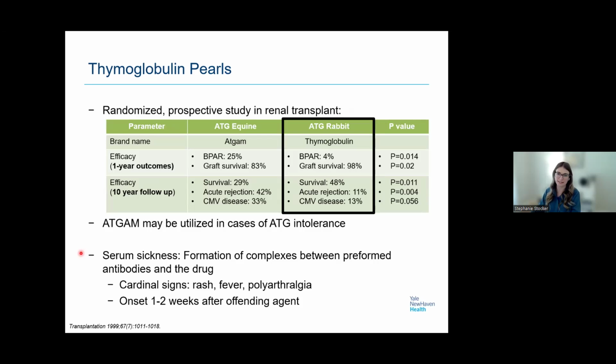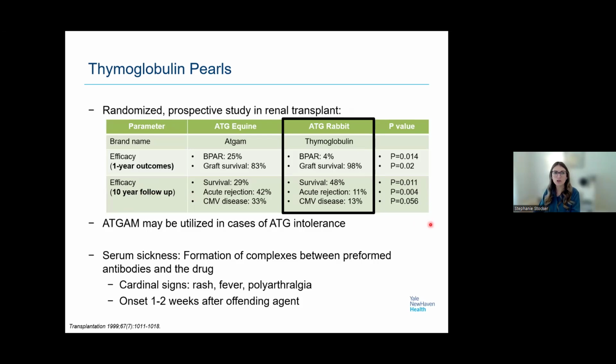And the reason that's the standard of care is there's quite a bit of renal transplant data that shows when using it as induction therapy, there are lower rates of biopsy-proven acute rejection and higher survival in the renal transplant population. And so it's good to know that it exists, but it's not something that you're going to see very regularly.